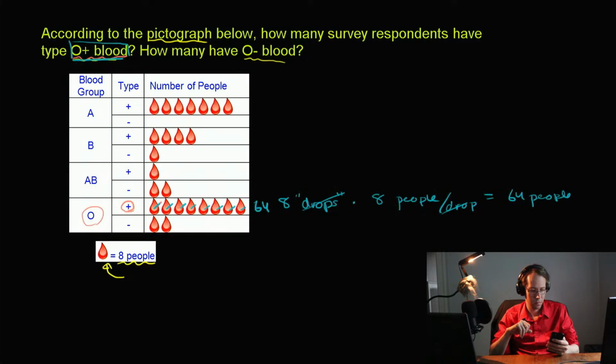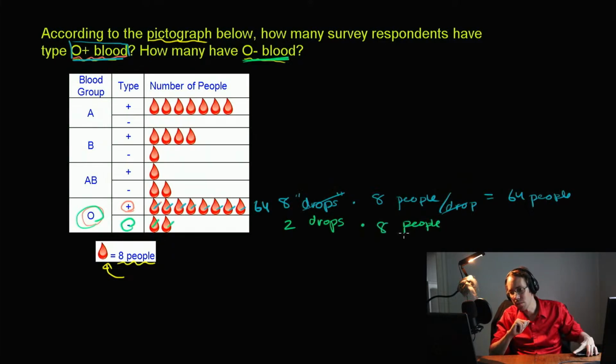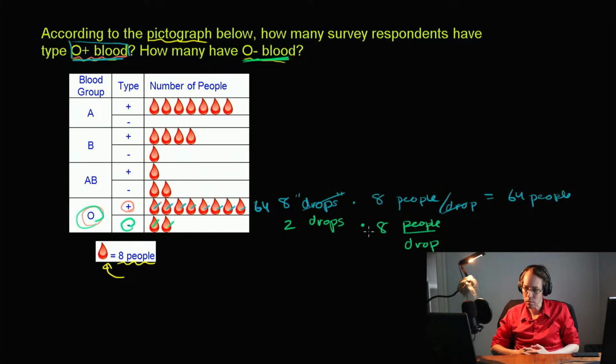Now let's think about the O negative case. Well, this is O, and then within the blood group O, this is O negative, and we have 1 drop, 2 drops. So we have 2 drops times 8 people per drop. And so 2 times 8, each of these represents 8. So 8 and then 16, or 2 times 8 is equal to 16 people. So 16 of the survey respondents have type O negative, 64 have type O positive.